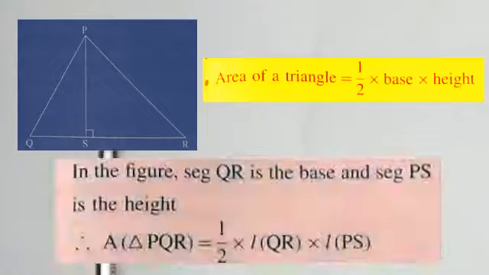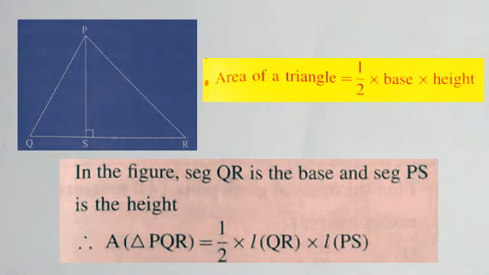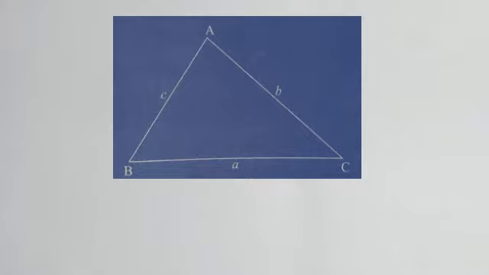So here if we look into the diagram, in the figure, segment QR is the base and segment PS is the height. Therefore, the area of triangle PQR is equal to 1 upon 2 into length of QR multiplied with the length of PS. Students, we can also calculate the area of a triangle in another way.